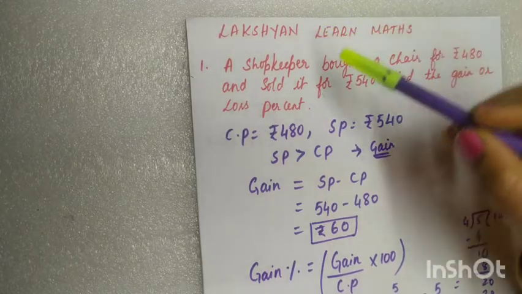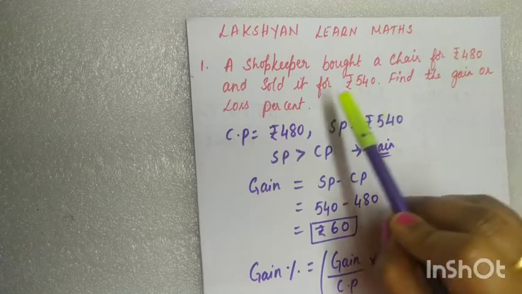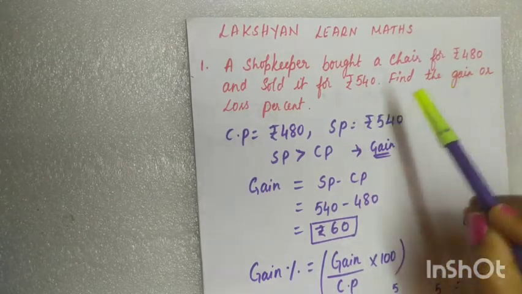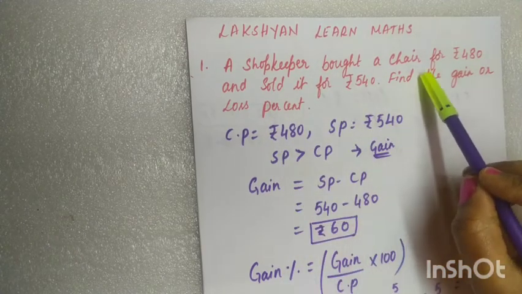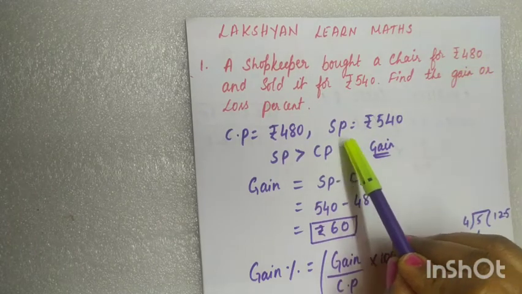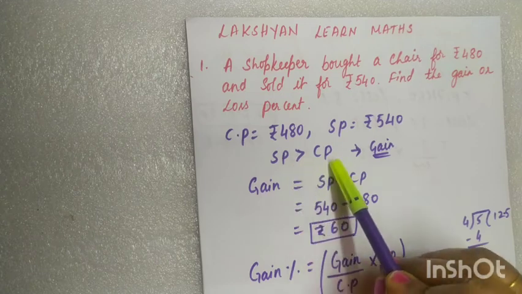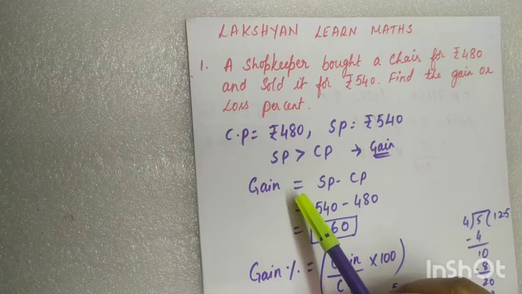Here a shopkeeper bought a chair for rupees 480 and sold it for rupees 540. Find the gain or the loss percentage. Now here it's very clearly given. So cost price is rupees 480 and selling price is rupees 540. So here selling price is more than cost price, therefore we get the gain.